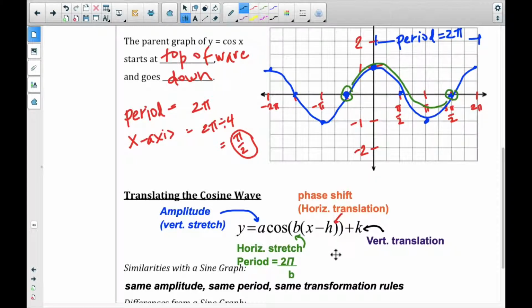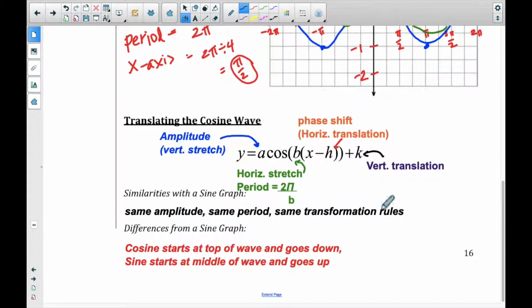That's what that is. And the vertical translation is the last number that's added on to the end, sending it to go up or down. Let's talk about similarities and differences. Similarities, we've talked about this a second ago. They have the same amplitude. They have the same period. They have the same transformation rules.